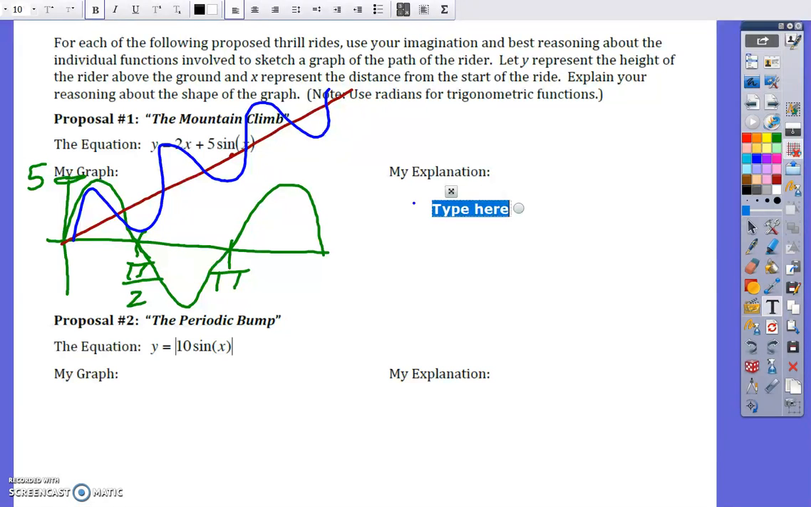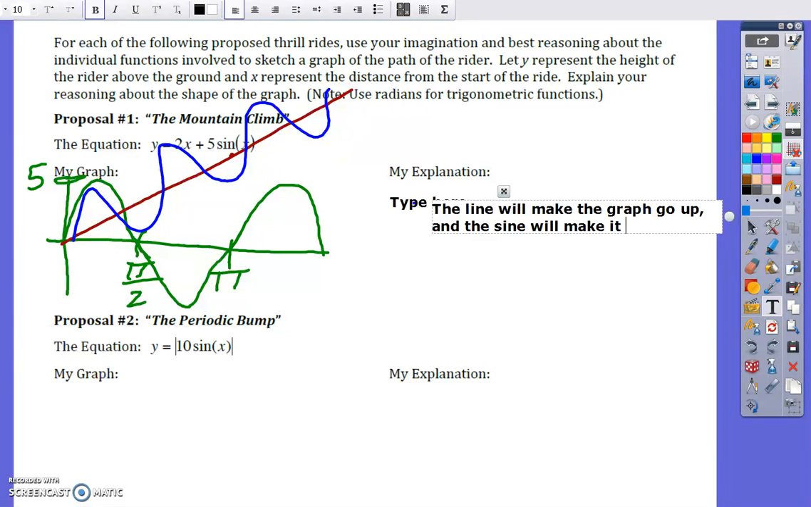The line will make the graph go up, and the sine will make it wave.